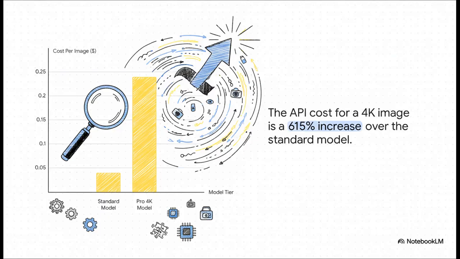And for developers using the API, the cost difference is pretty stark. While the standard model costs about 4 cents an image, generating a 4K image with NBP jumps to around 24 cents. That is a staggering 615% increase, which really positions NBP as a premium service for professionals who need the absolute best quality and are willing to pay for it.